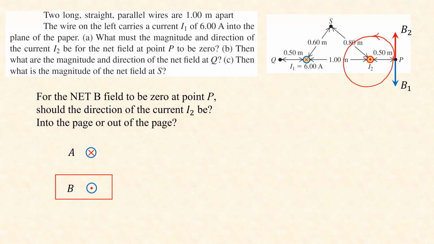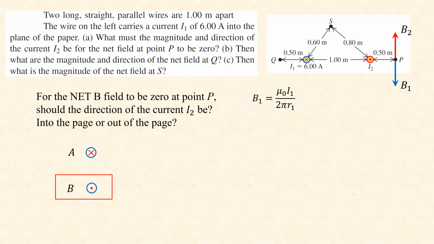It's circulating like that in this direction. So if you put your 4 fingers in that direction, your thumb shows up, meaning out of the page. So I2 is out of the page. Okay. Very good so far. And then we want to see, okay, what is the magnitude of I2?